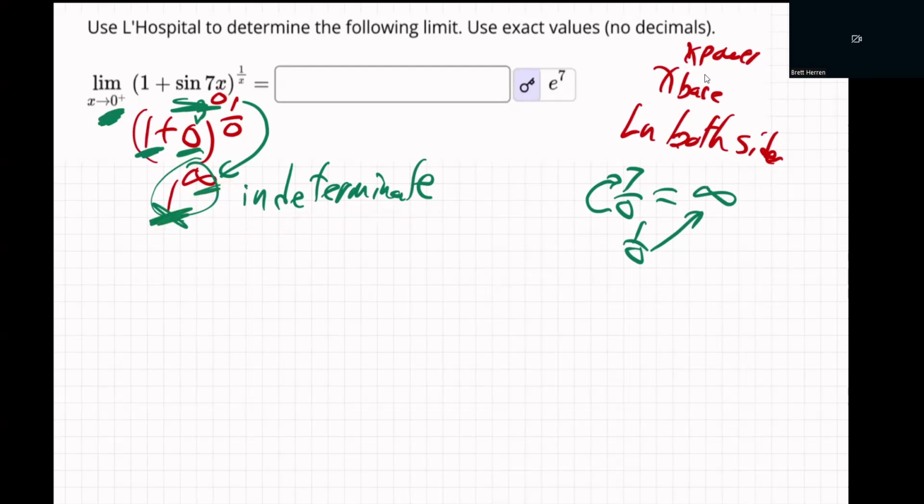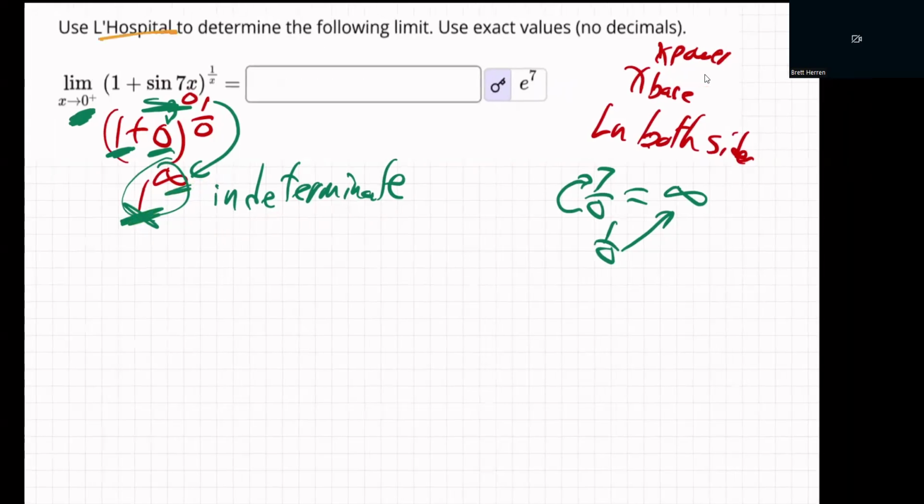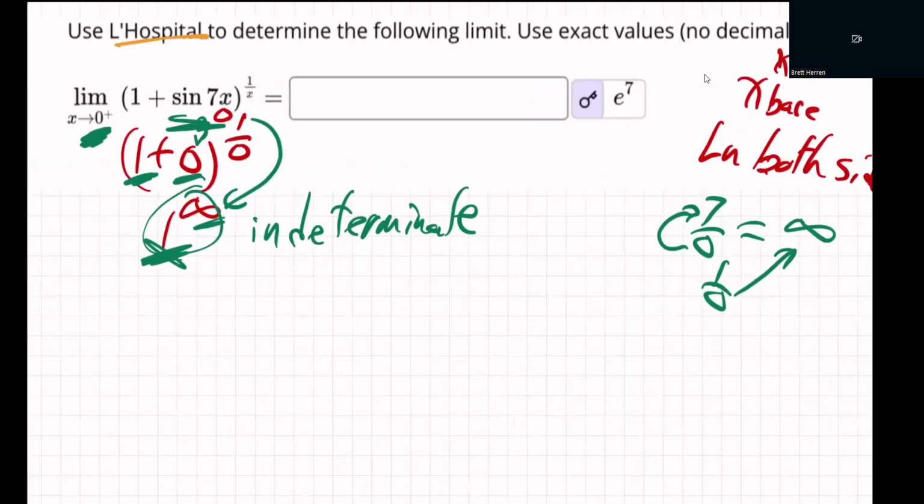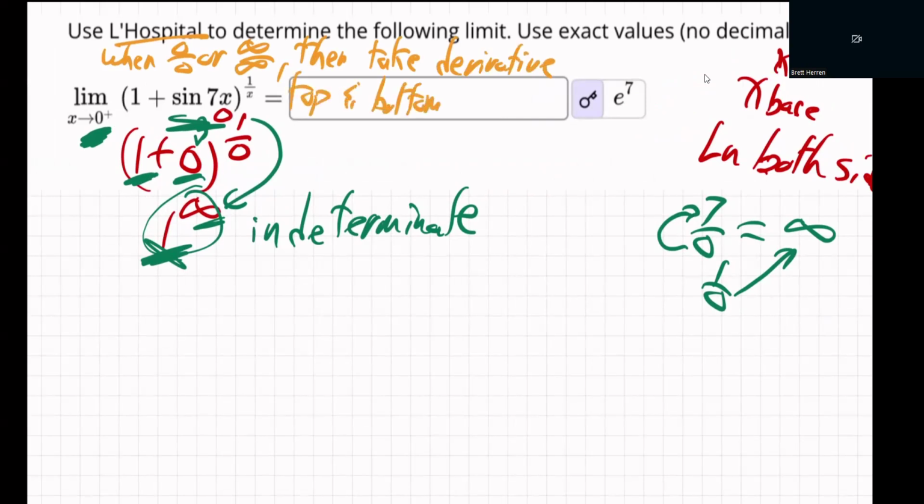We got to change them up. You know what we got to do? Because they say L'Hôpital up here. What do we always know we need to do when they say use L'Hôpital? We got to get it to be 0 over 0 or infinity over infinity. That's the requirement. Then once you get it in that form, you're allowed to take the derivative of the top and the bottom separately. Separately being the key word. Not quotient rule, but separate derivatives.